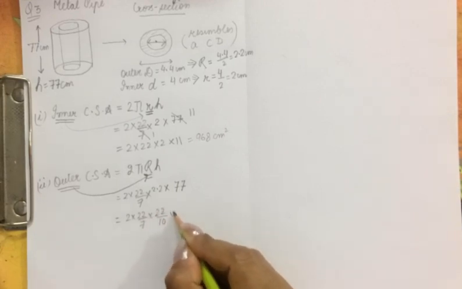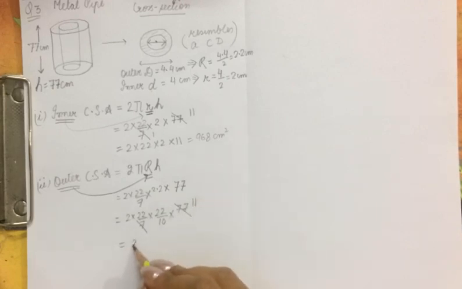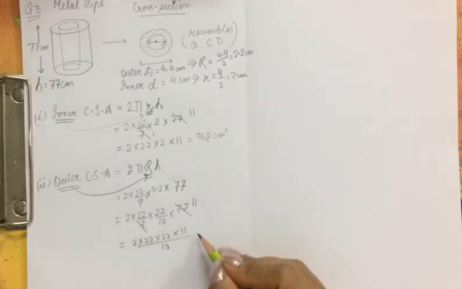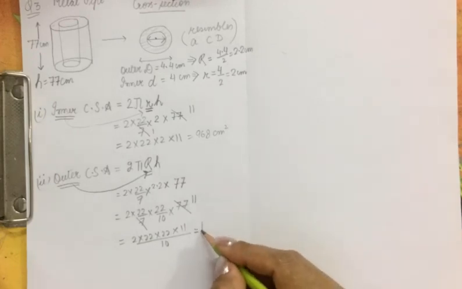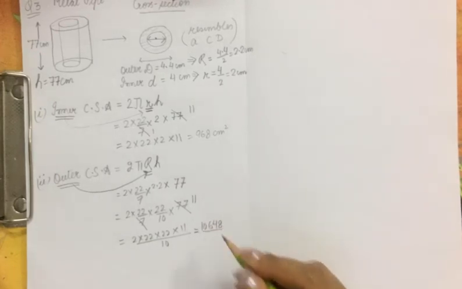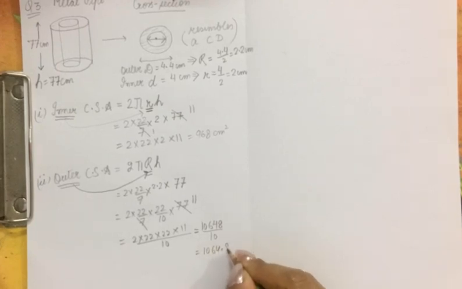This becomes 22 by 10 into 77. This gets cancelled. So I'm left with 2 into 22 into 22 into 11 over 10. So again, although you might be tempted to cancel 2 and 10, I'm not cancelling it. I'll use this 10 to introduce the decimal back in the product of the numerators. And the product of the numerators comes out to be 10,648 over 10. So this is 1064.8 centimeter square.